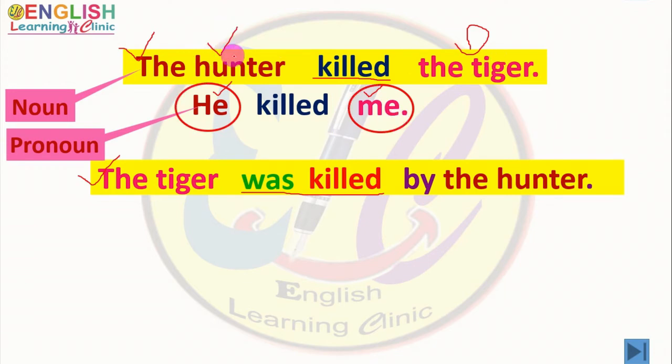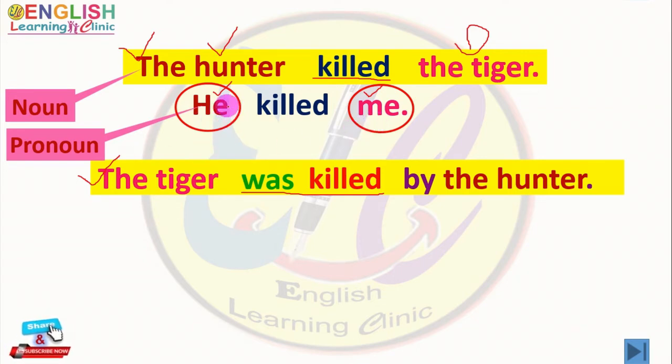As the doer and the receiver of the action are both noun, there is no change of their form when they change their places from object to subject position or subject to object position. But if the doer or the receiver or the doer and receiver both are pronouns, changes of their forms are found. What is the change?